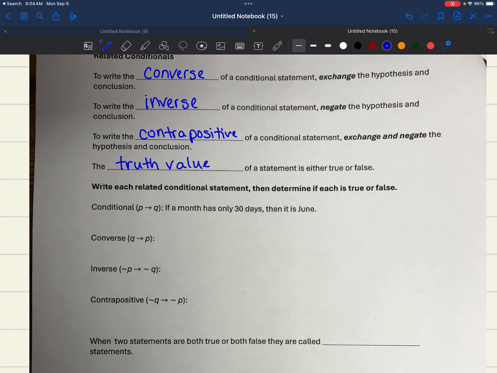All right. So our first conditional statement says, if a month only has 30 days, then it is in June. So to write the converse, we're going to switch the hypothesis and the conclusion. So how would I rewrite this statement? If it's in June, it only has 30 days. Yes. So we just switch. So if it is June, then it only has 30 days.